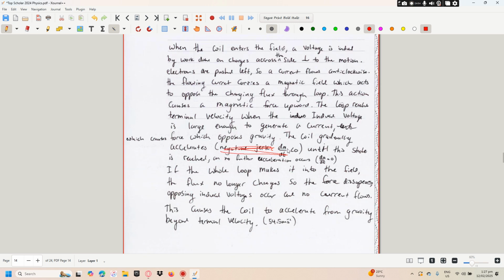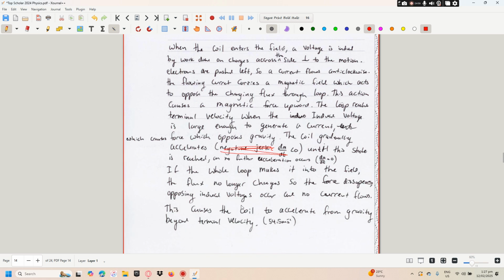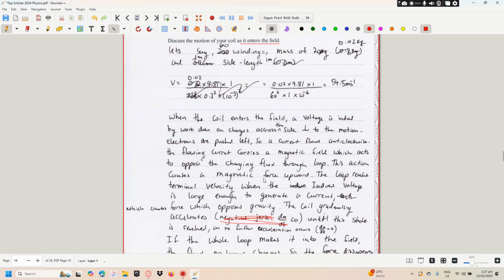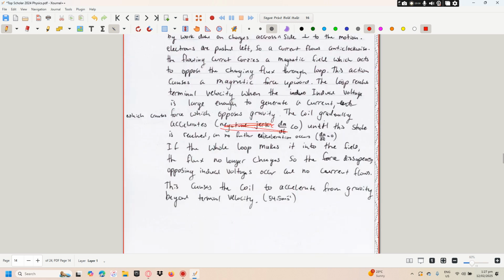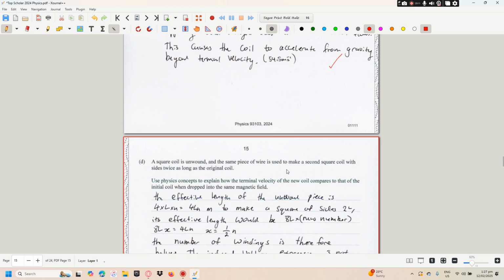This causes the coil to accelerate from gravity beyond terminal velocity. Now this last bit is a bit pointless to talk about, because it says as it enters the field, not as it remains in the field. So talking about the loop being fully in the field was a waste of time. But that's all very well and good. That's still a fine enough description.